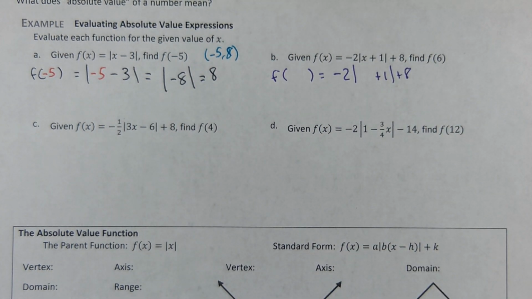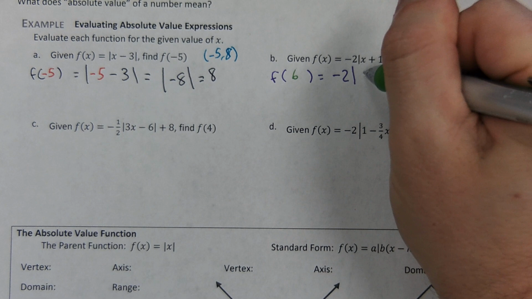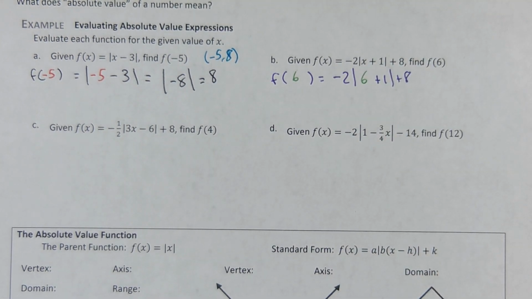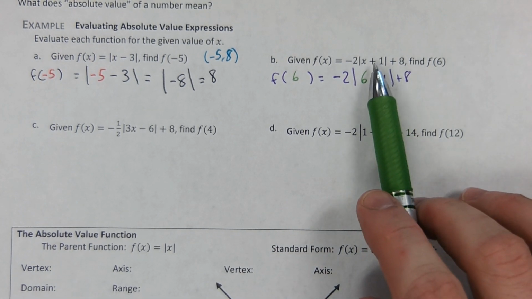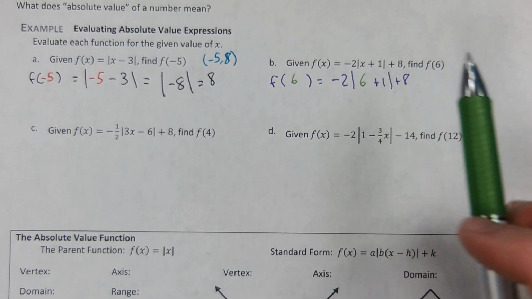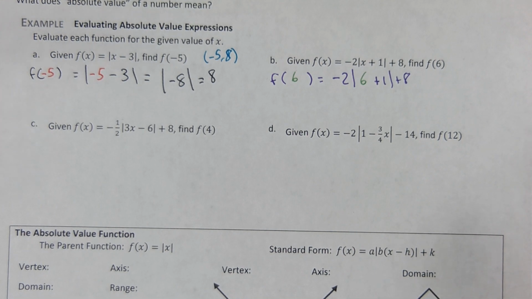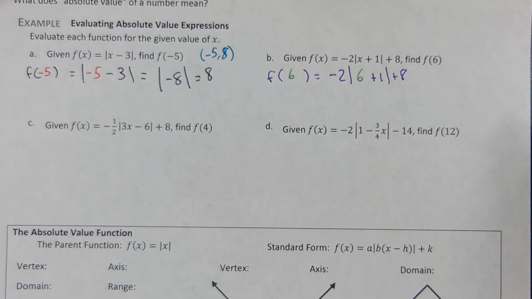What is this one? 6. All right. Before I finish this one up, I want to point something out. If these absolute value bars were parentheses, then you could distribute that -2. But these are not parentheses. The -2 cannot be distributed to the insides of these bars. Ever. Never.